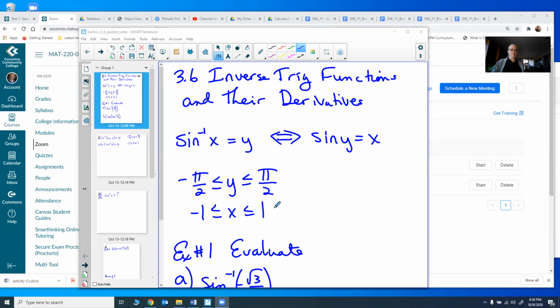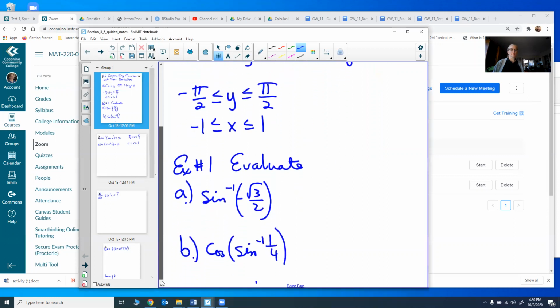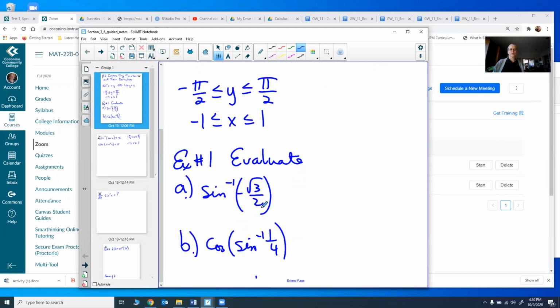All right, so let's evaluate some. So let's do a little bit of evaluation here. Let's remind ourselves about it. The inverse sine of negative square root of 3 over 2. So we're looking for some angle that when I take its sine, I get negative square root of 3 over 2. So think of your unit circle here.